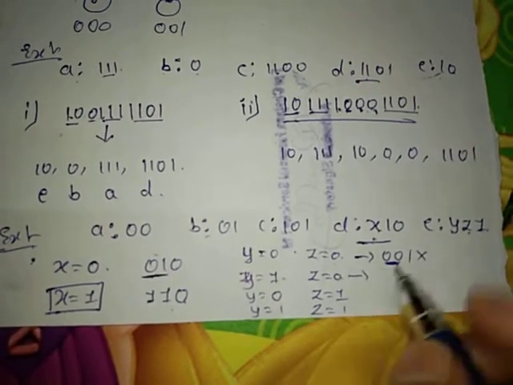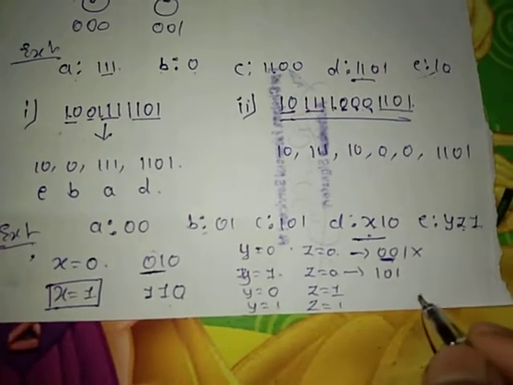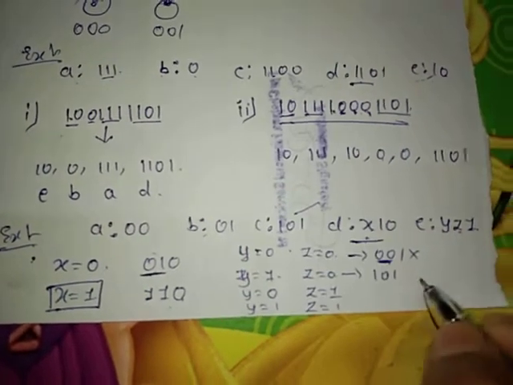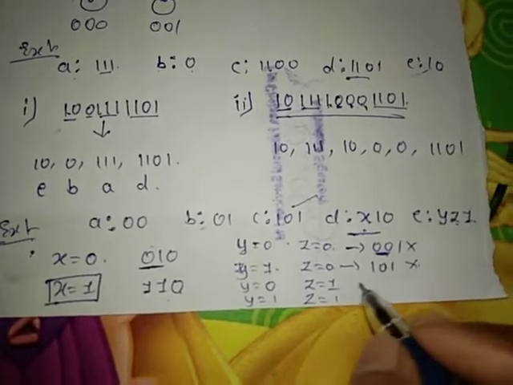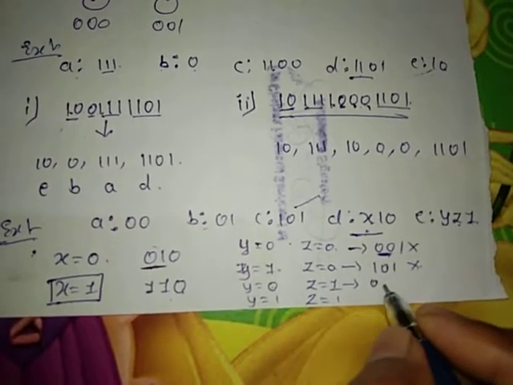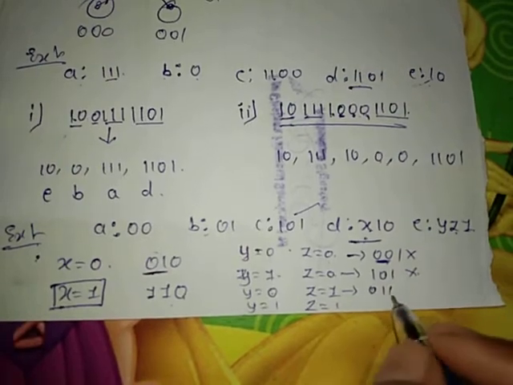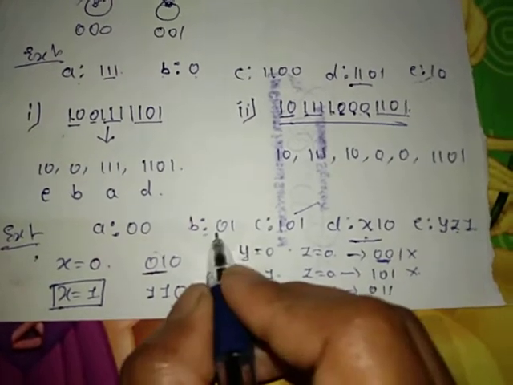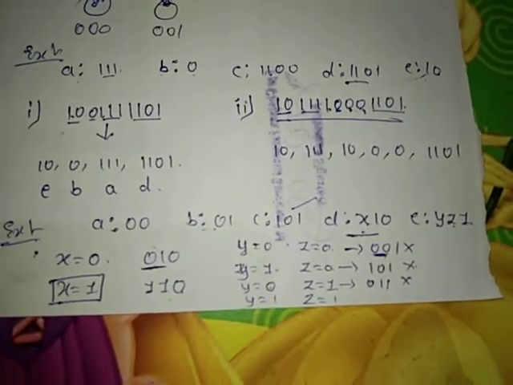If I take 1 0, then the sequence becomes 1 0 1. That has a prefix C, so that cannot be taken. That can also not be taken. If we take 0 1, then it becomes 0 1 1. This has a prefix of B, so this also cannot be taken.